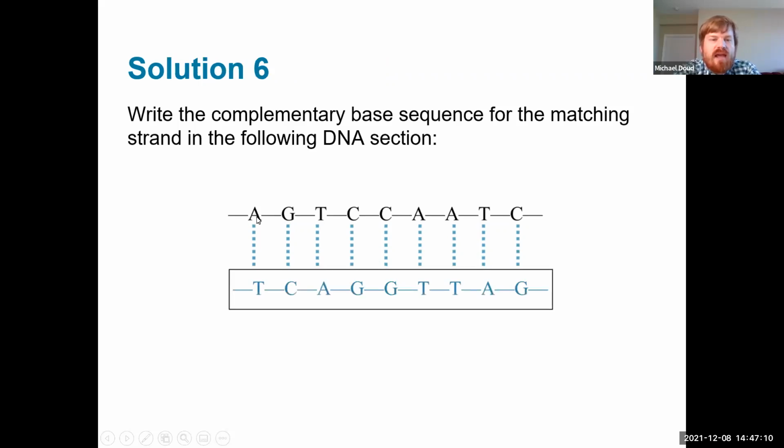Okay, so A pairs with T, G pairs with C, T pairs with A, C with G, C with G, A with T, A with T, T with A, C with G. So it ends up being TCA, GGT, TAG.